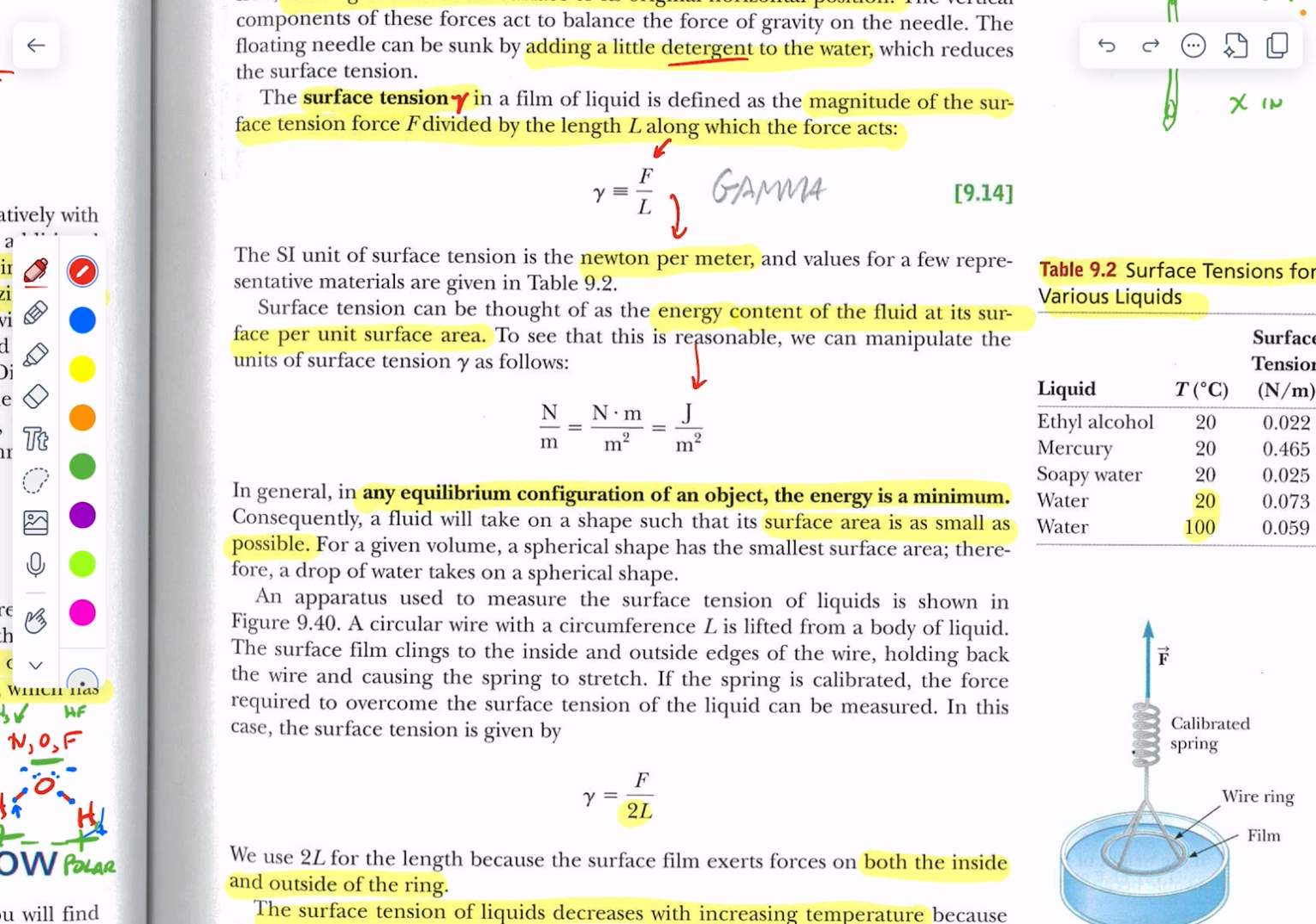So we know that force is in terms of newtons, and the length is in terms of meters. Therefore, our units are going to be joules per meter squared or newtons per meter. Remember, a newton is a unit of force, which is going to be a kilogram meter per second squared. You can convert newtons per meter into joules per meter squared.